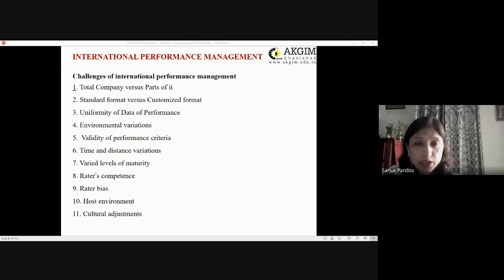So let us suppose in the parent company, you were working with manufacturing, but when I have sent you for an international assignment, it is now dealing in services. The company is the same, but there it is dealing in services. Here it was dealing in manufacturing. So the data which is required for performance management would be different. Now again, it becomes a challenge how to make uniformity of data in the performance.